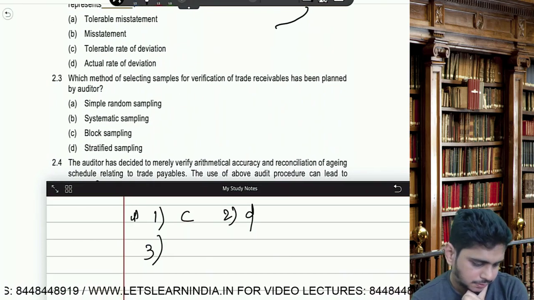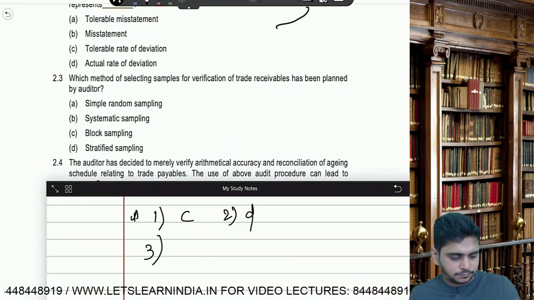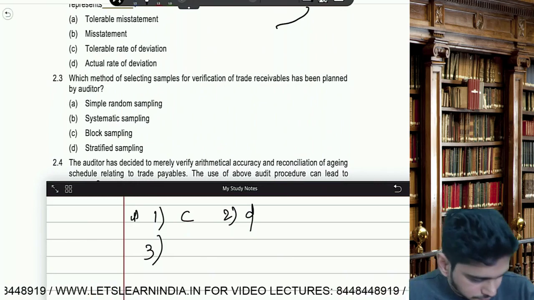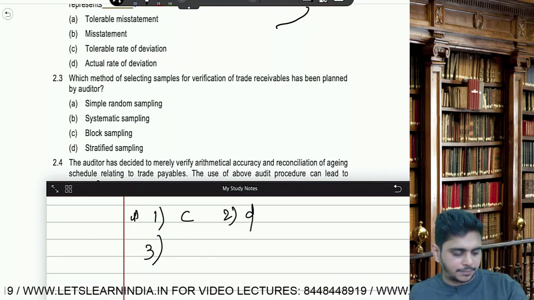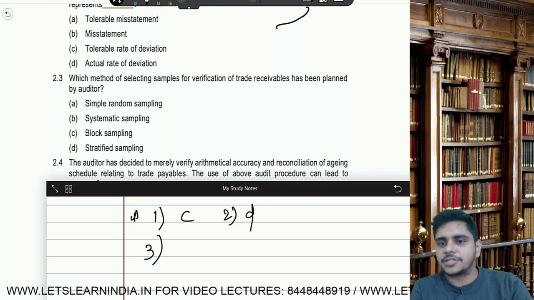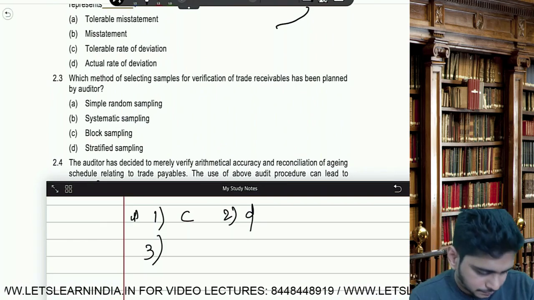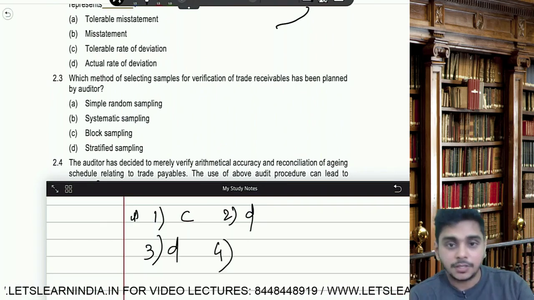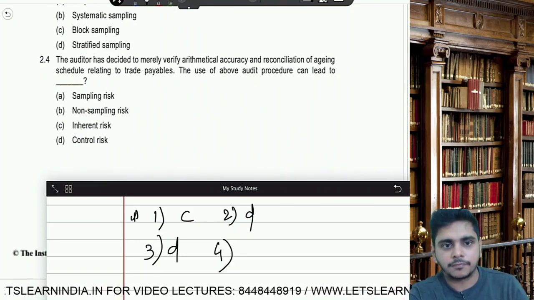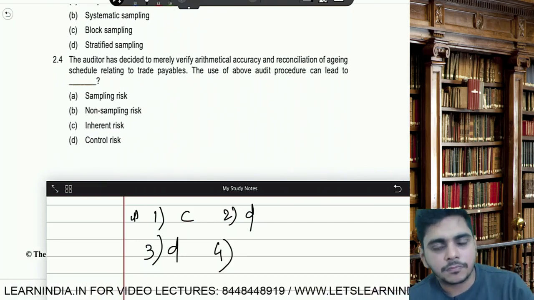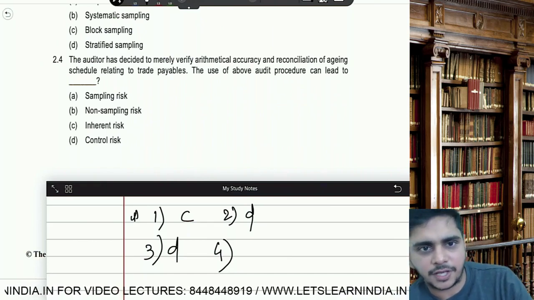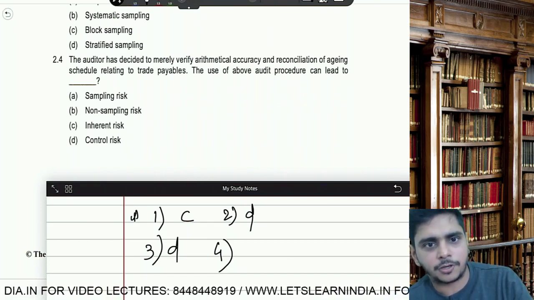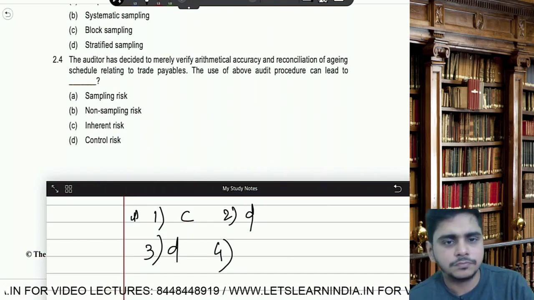Third, which method of selecting samples for verification of trade receivables has been planned by the auditor? I told you stratification, stratified sampling. D, grouping. The auditor decided to merely verify arithmetical accuracy and reconciliation of aging schedule relating to trade payable. The use of this audit procedure can lead to what?